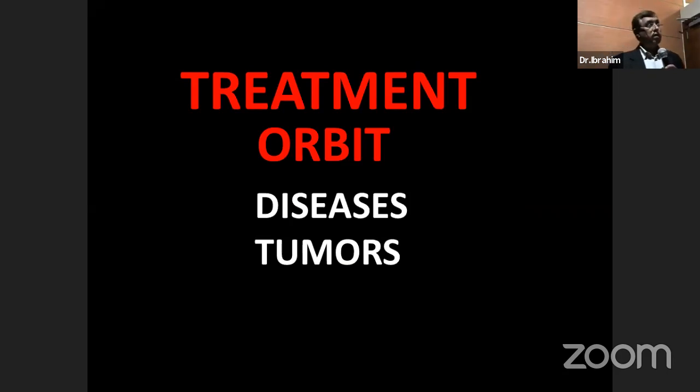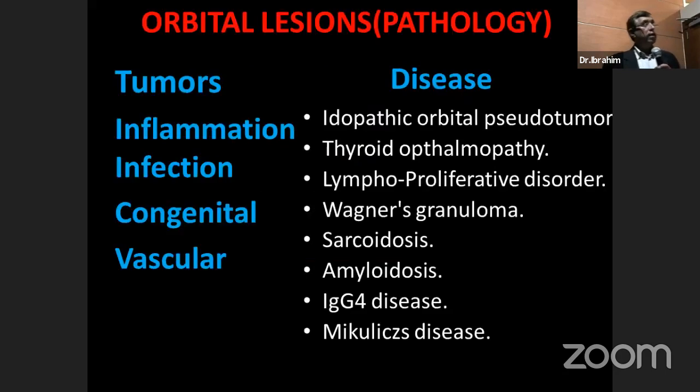So we'll talk about the orbital problems in terms of diseases or tumors. Tumors, inflammation, infection, congenital diseases, vascular disease, and this disease of the orbit, which is the idiopathic orbital pseudotumor. Many people don't know about the existence of this. Thyroid ophthalmopathy, the lymphoproliferative diseases, Wegener granulomatosis, sarcoidosis, amyloidosis. How many of us in this room remember amyloidosis? IgG4 disease, Mikulicz disease, which can affect all the salivary glands.